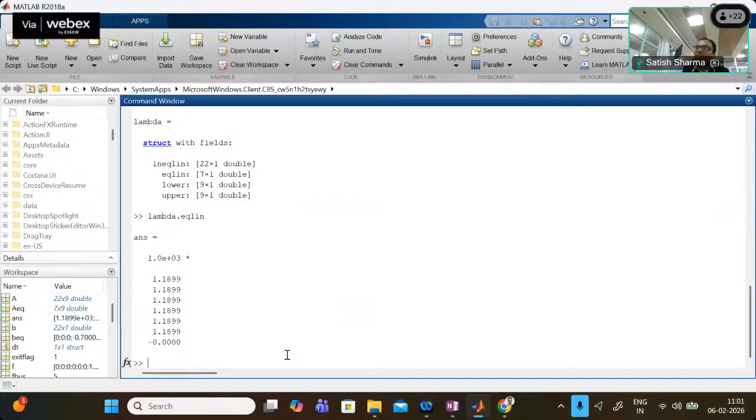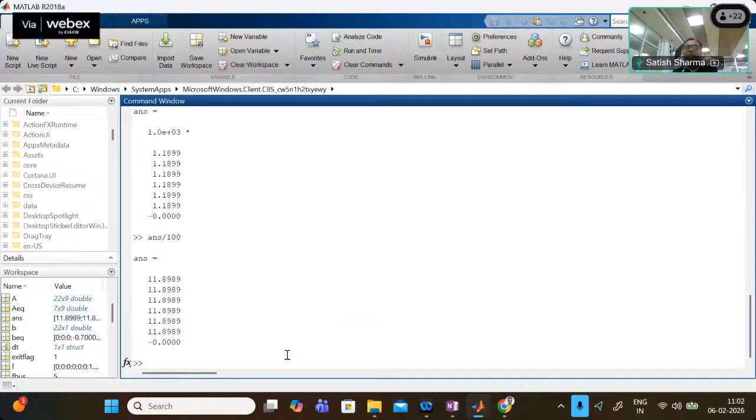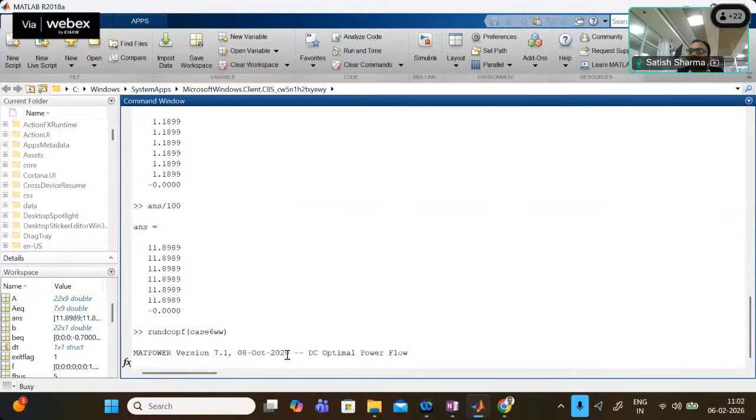Now these lambdas are for per unit quantity, so we have to convert them into megawatts. These prices are basically dollars per unit. So I have to convert this answer by dividing it by 100, the base MVA, since we have earlier multiplied it. So these are the different lambdas. Now again run DCOPF for this case 6ww and see if we are getting the same solution or not.